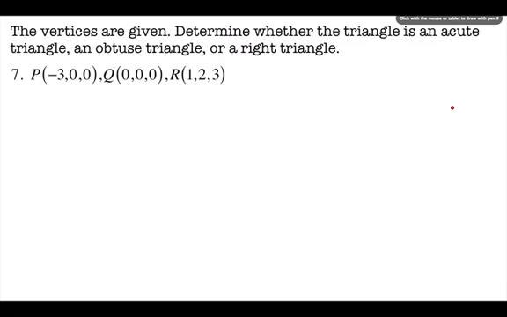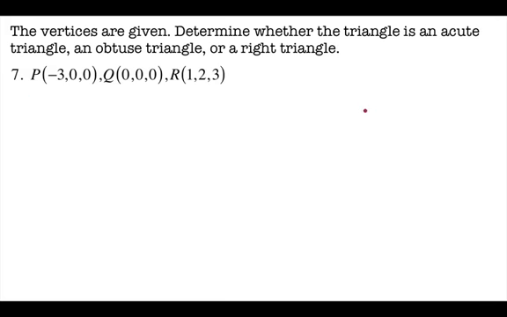Here we go. This is going to be a little bit challenging, but not as much as number 8, which is the last problem. So here we go. The vertices are given. Determine whether the triangle is an acute triangle, an obtuse triangle, or a right triangle. And you have the 3 points. You can actually graph these points and connect them, and you'll be able to see this a little bit better. But I'm not going to. I'm just basically going to use the points here.